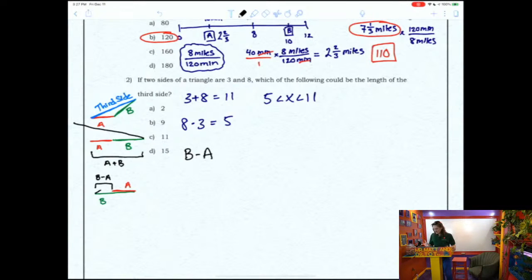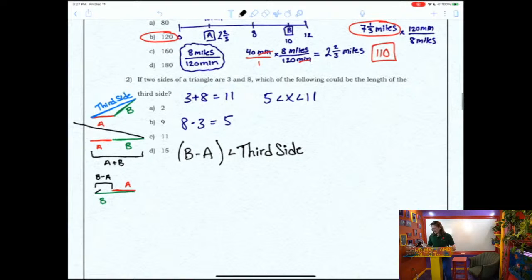The third side length has to be greater than the difference of the other two sides and less than the sum. So if two side lengths are 3 and 8, if I add them together, I get 11. 3 plus 8 is 11. This third side length must be less than 11. If you try and pick 11 or any other value greater than 11, you physically cannot make a triangle.